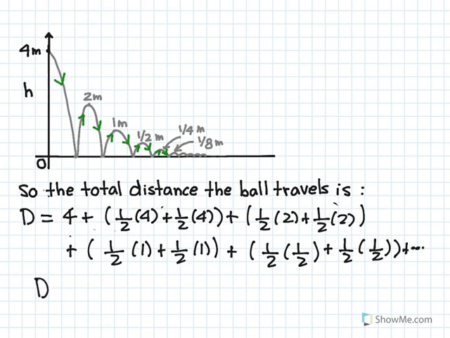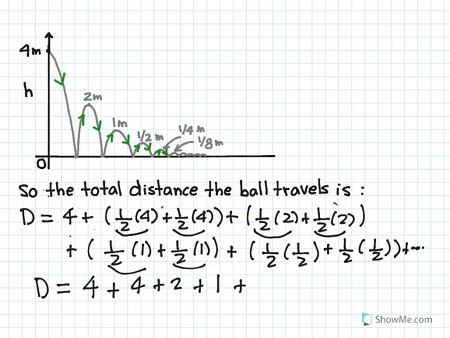So the total vertical distance that this basketball travels up and down is 4, that's initially dropped from a height of 4 meters, plus 2 plus 2, this part here. 1/2 of 4 is 2. 2 plus 2 gives us 4. 1/2 of 2 is 1, plus 1/2 of 2 is 1. 1 plus 1, that's 2. Plus 1/2 plus 1/2, that gives us 1. Plus 1/4 plus 1/4, that gives us 1/2. Plus, and this is clearly an infinite geometric series.